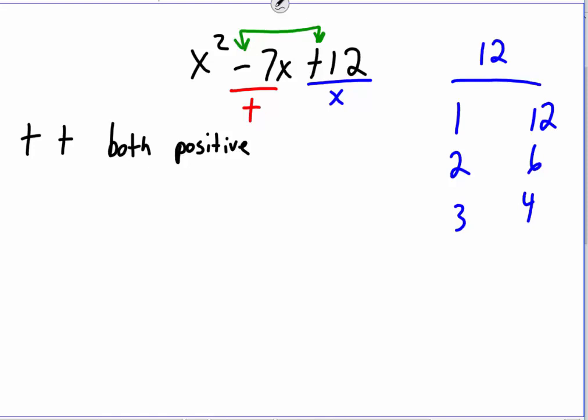If this is positive, negative, that means that we're looking for something that multiplies to a negative number and adds up to a positive number. That means that the big number is the positive one, or you could say the little number is the negative one.